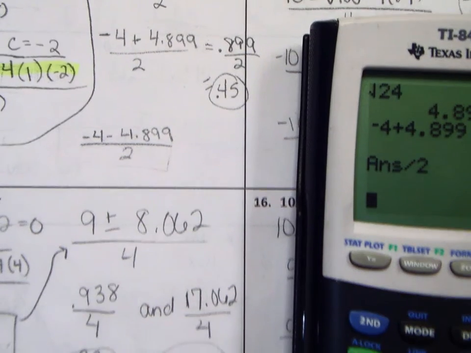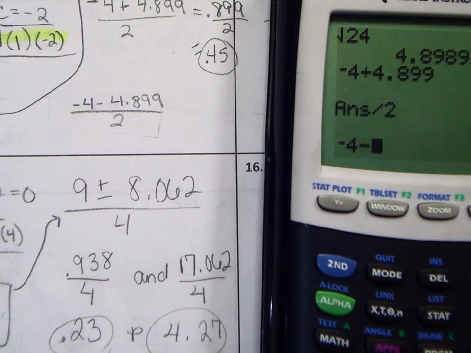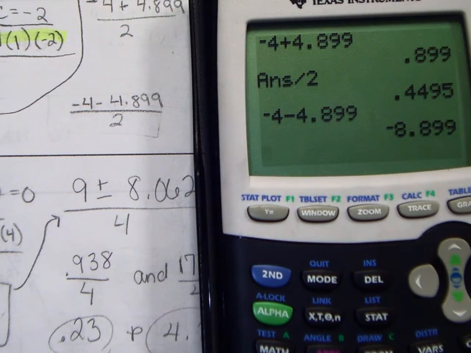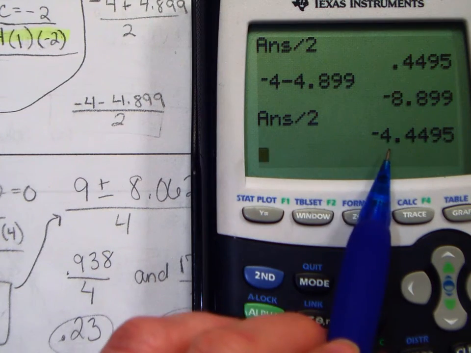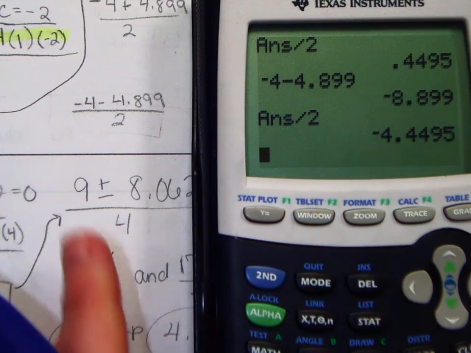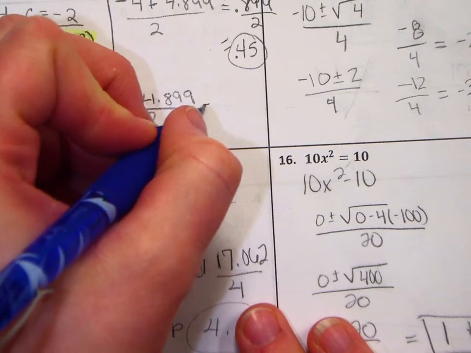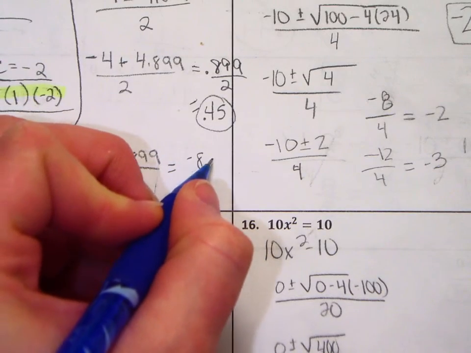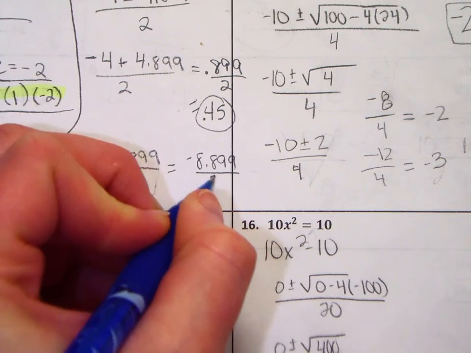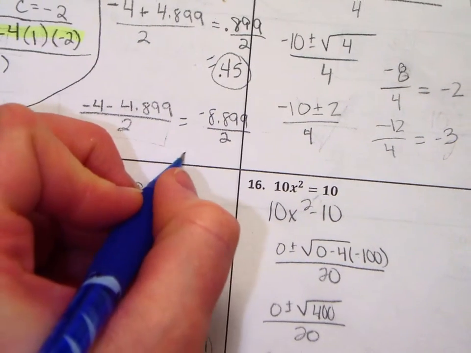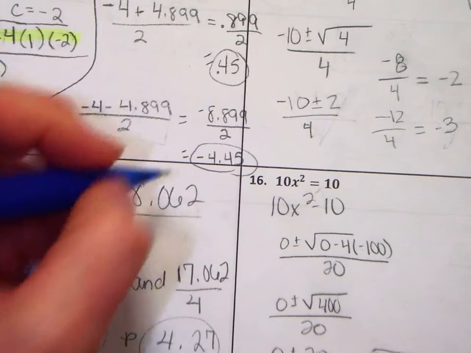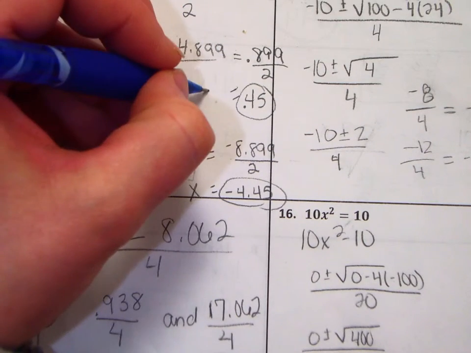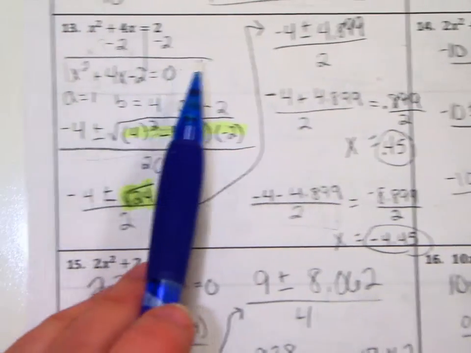The next thing we do is we subtract our answer, so negative 4 minus 4.899. We get negative 8.899 divided by 2. And we're going to do 2 decimals for our final answer, so negative 4.45. After I divided by 2, I ended up getting negative 4.45. And those are the 2 values of x, if they want to write x equals and x equals, that would make this original equation true.